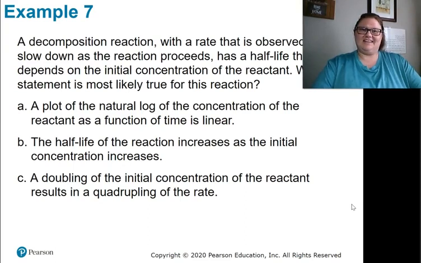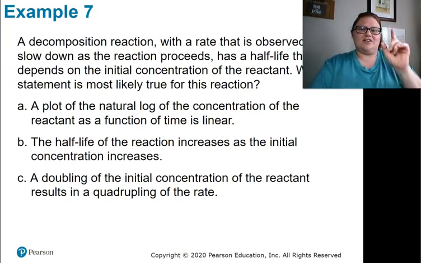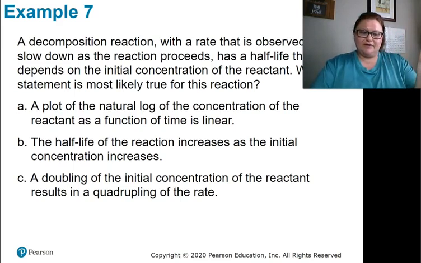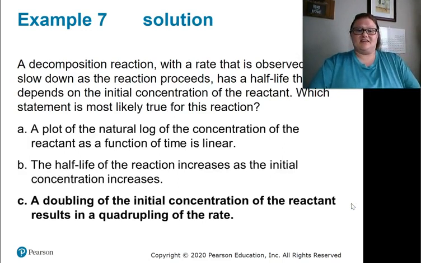Okay, so what do you think? For a decomposition reaction, it slows down as the reaction goes, so our rate slows down. The half-life is dependent on the initial concentration. That narrows it down some, doesn't it? If the initial concentration does have a dependency on the half-life, then this has to be either zero or second order, right? And so the answer here is C. The best choice that would fit this scenario is if a doubling of the initial concentration resulted in the quadrupling of the rate.